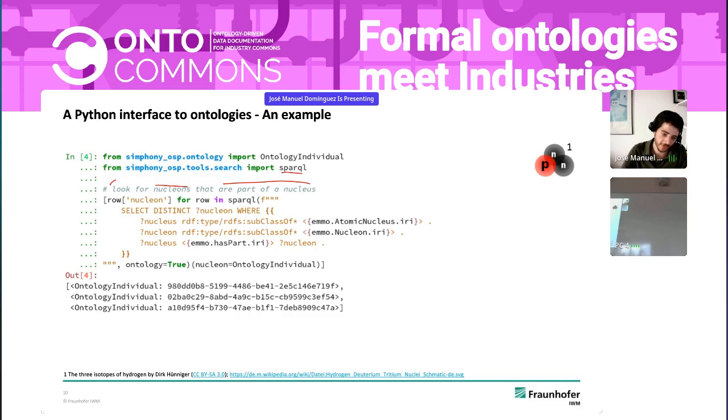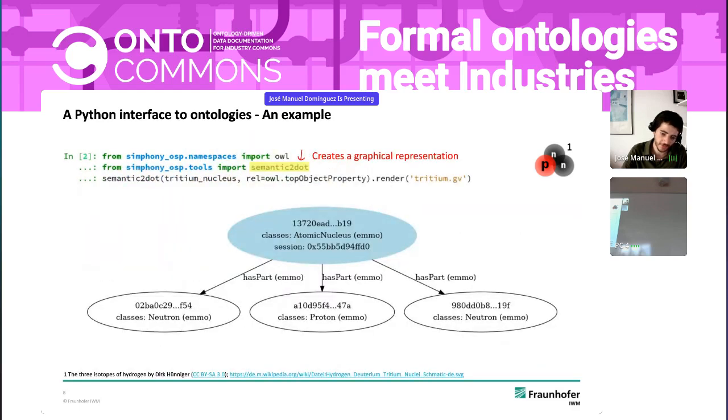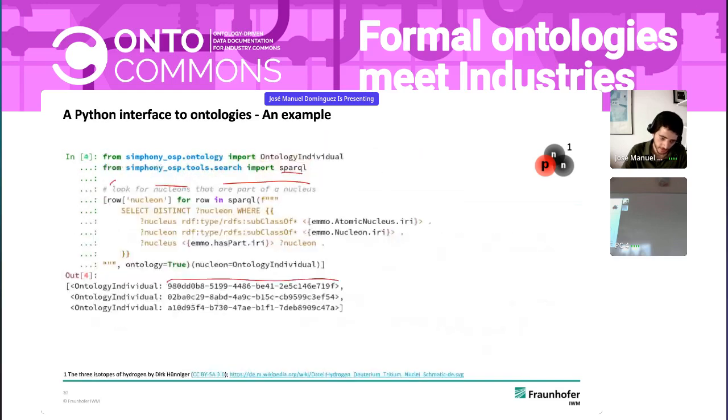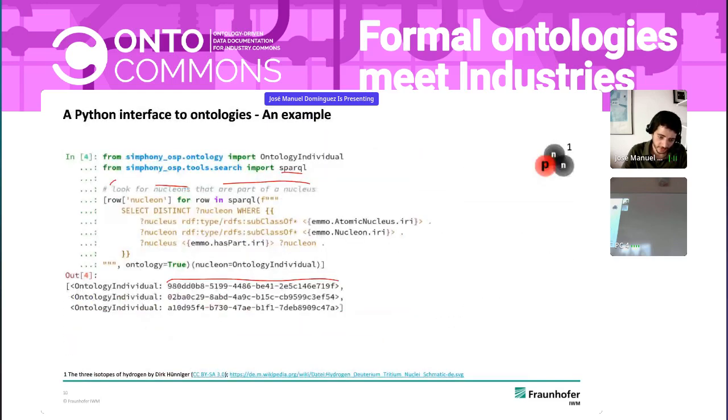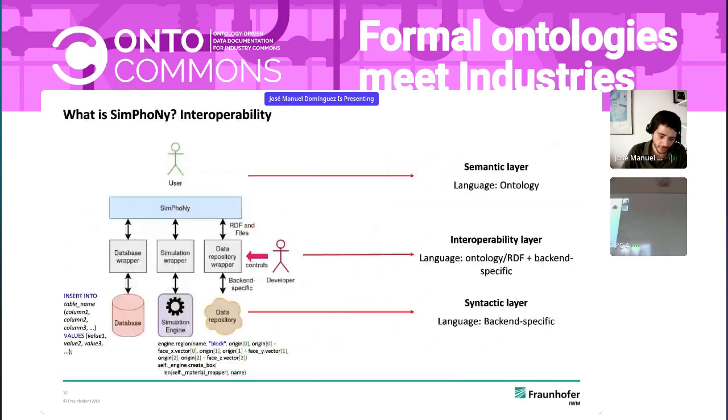If you look, this is a shortcut for the IRI of the individual. And if you look at the previous picture, then they match. Those are actually the neutrons and the proton. This is everything that concerns the Python interface to ontologies, and once it is clear how to operate with it, then it's easier to understand how the interoperability with other software products works.